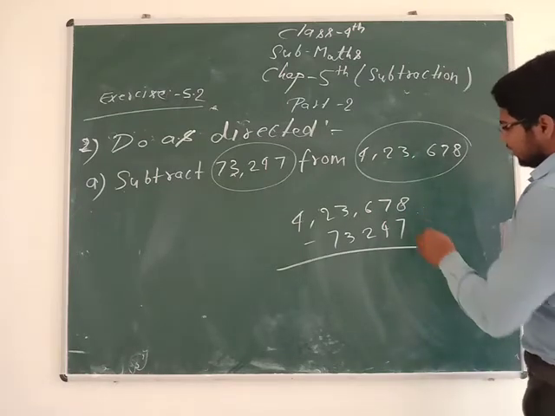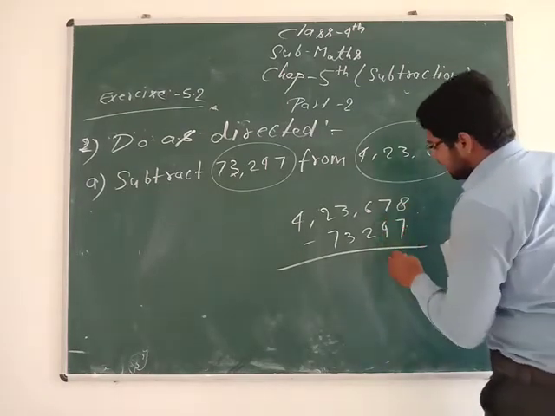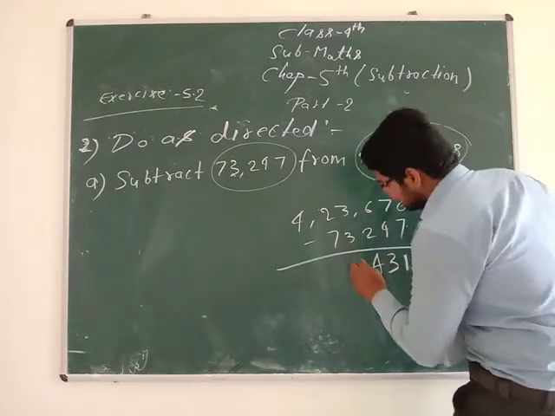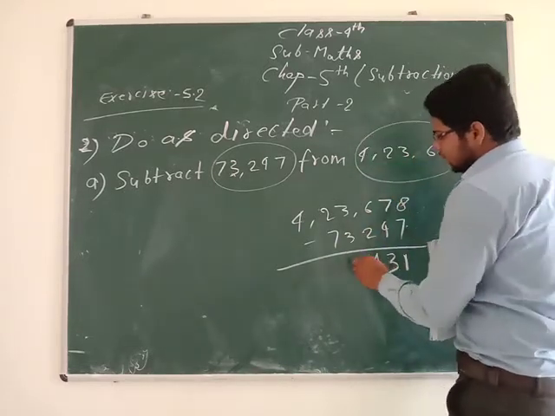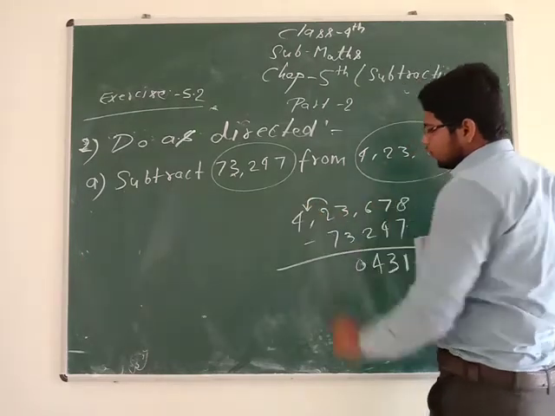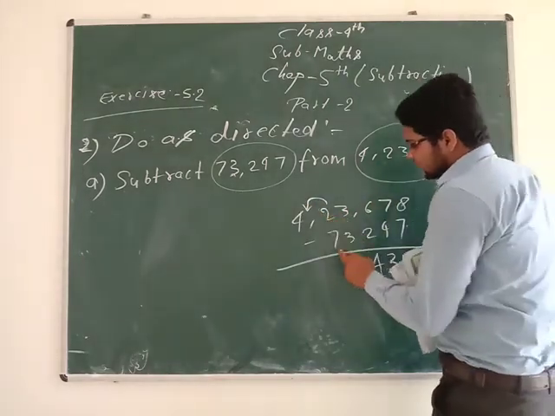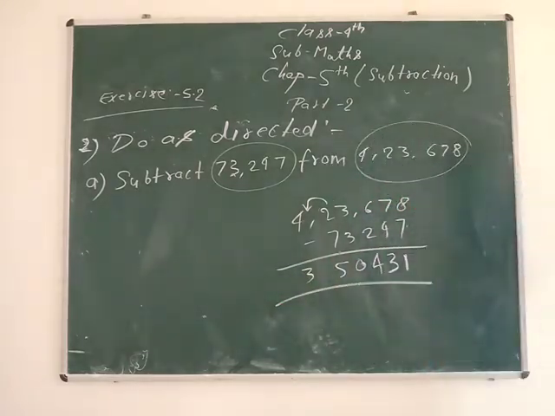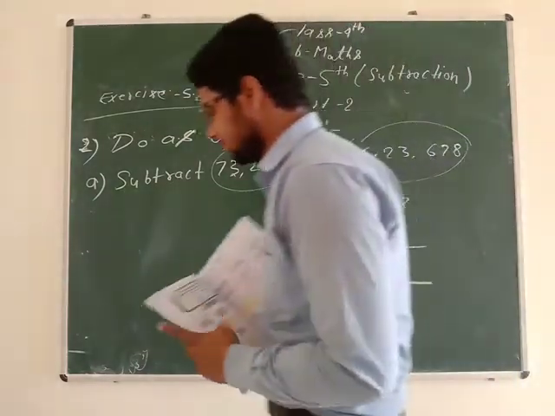So let's subtract. 8 minus 7, 1. 7 minus 4, 3. 6 minus 2, 4. 3 minus 3, 0. 2 is less than 7, so let's take borrow from 4. 12, 12 minus 7, 5, and it is 3. So we have the difference here.